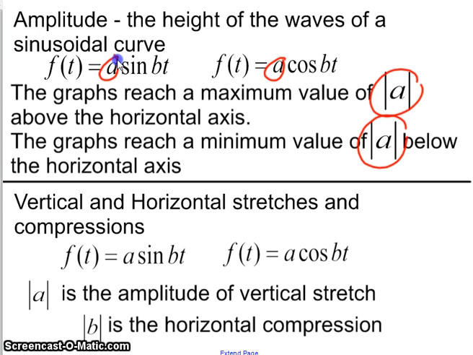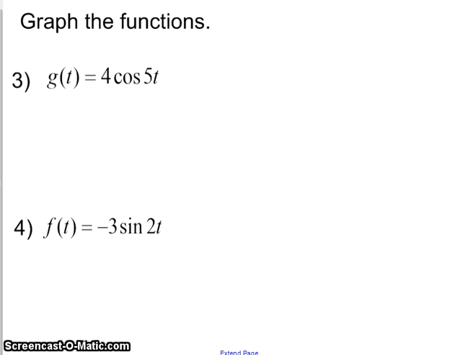Now we've got the horizontal stretches, which is what's multiplied with the angle before you evaluate the trig function. And that's what we just covered a few minutes ago. So the number up front is the vertical stretch or compress. The number with the angle is the horizontal stretch or compress. And the vertical stretch is called the amplitude. It's the height of the wave. We're going to graph two problems together. So these are my two problems.